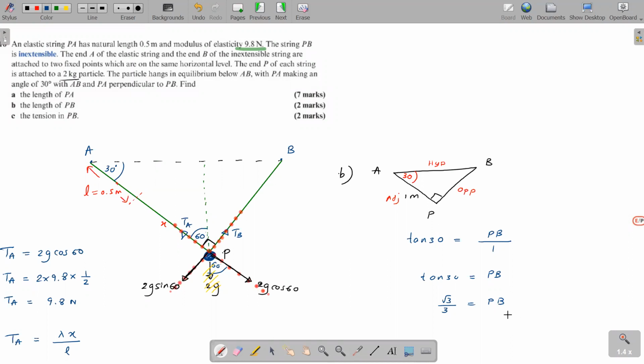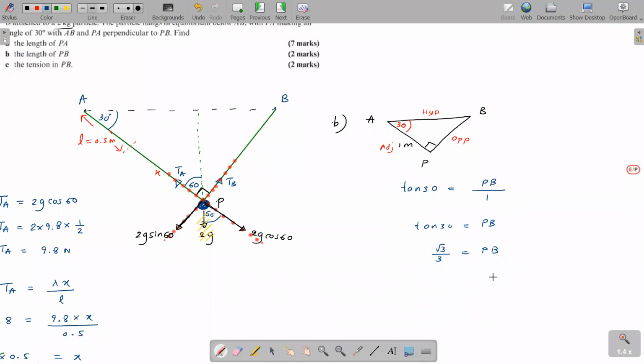Am I correct? Yeah. So do they want it? You can give the decimal figure here as well, or you could give the exact answer. What is the answer to 2SF? Root 3 over 3? 0.58 meters. So this is the answer correct to 2SF. Okay, let's go to the last part.